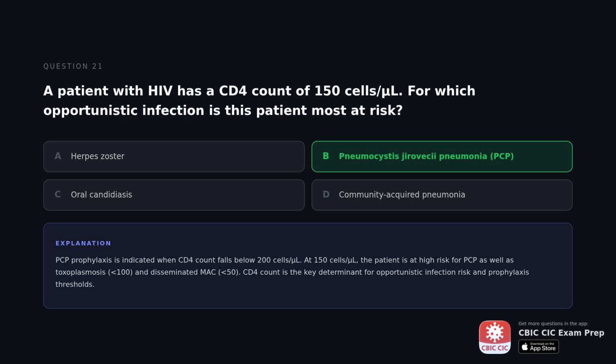The correct answer is Pneumocystis jirovecii pneumonia, PCP. PCP prophylaxis is indicated when CD4 count falls below 200 cells/µL. At 105 cells/µL, the patient is at higher risk for PCP as well as toxoplasmosis below 100 and disseminated MAC below 50. CD4 count is the key determinant for opportunistic infection risk and prophylaxis thresholds.